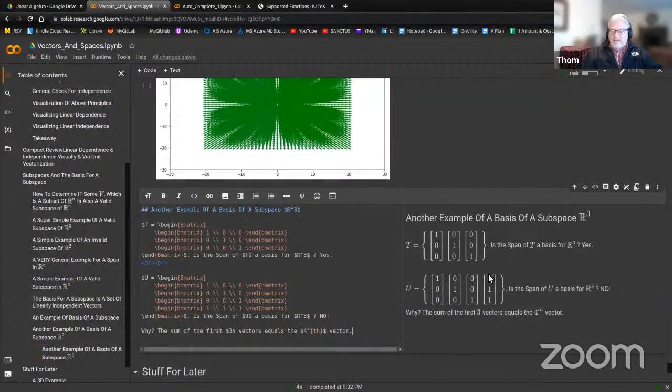This is not giving us any new information. What we want is something that's non-repetitive, that tells us everything we need to know with the minimal amount of information. Is that clear to everyone?